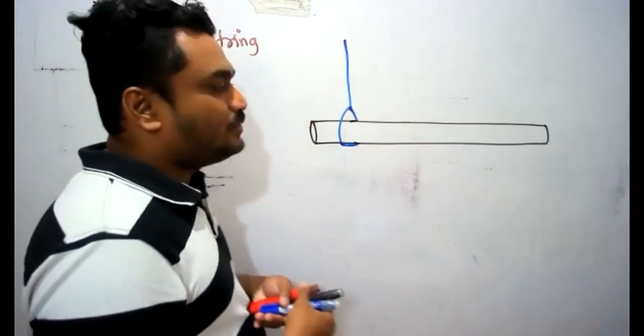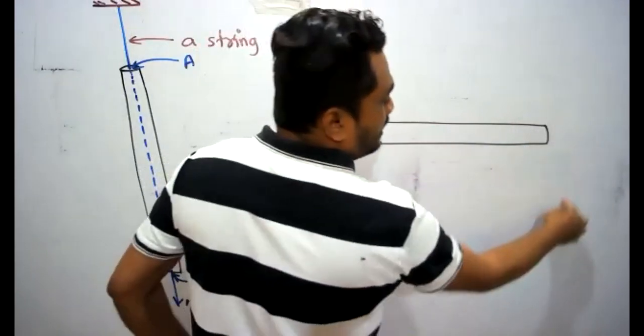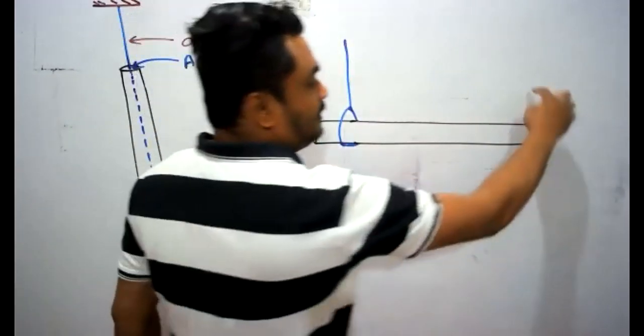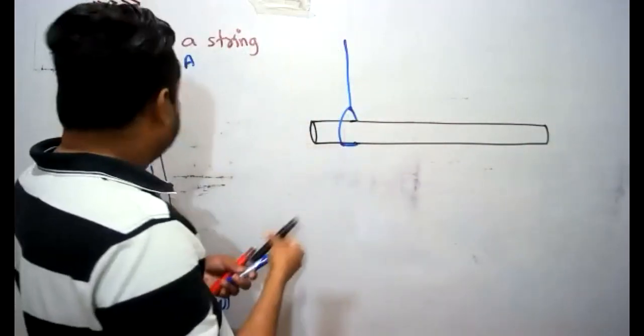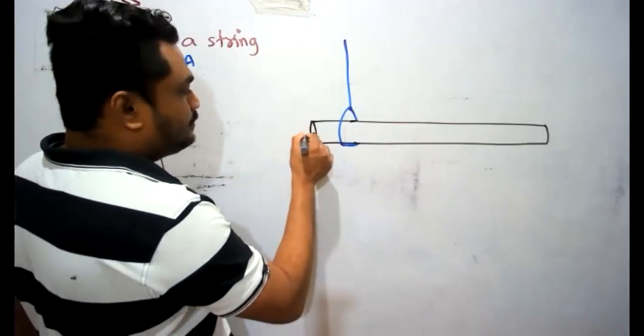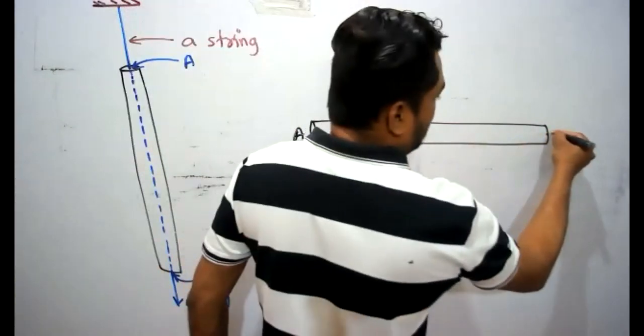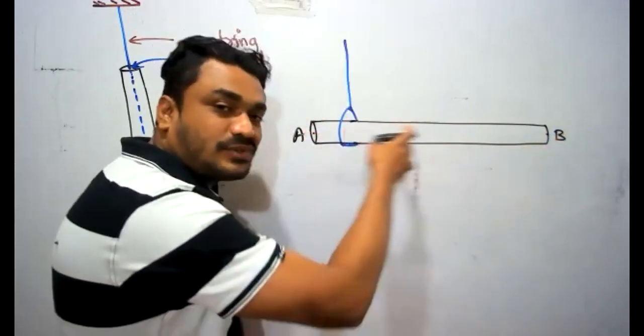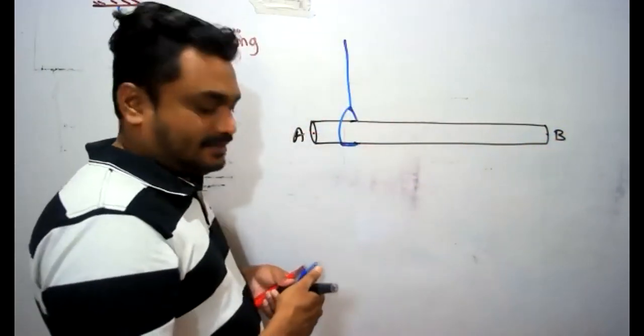No. Why? This end will be rotated to here. Am I right? So what should I do here? If this is point A and this is point B, I should move the string towards the point B. Am I right?